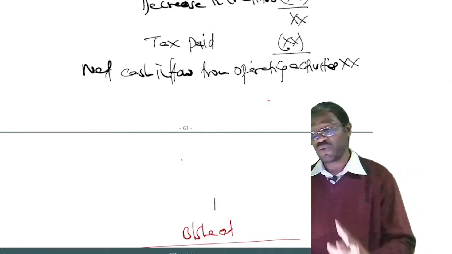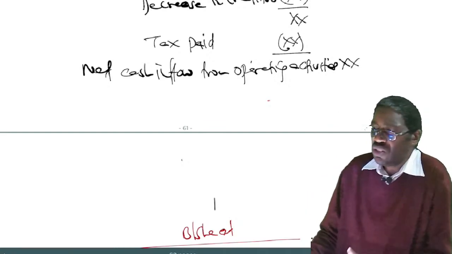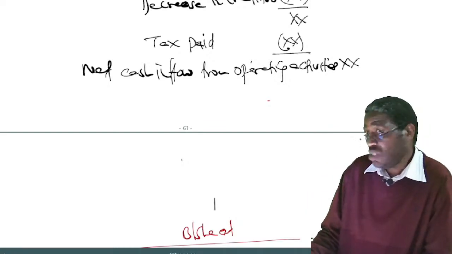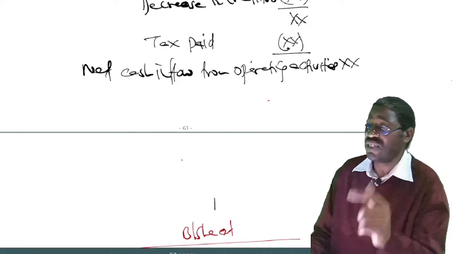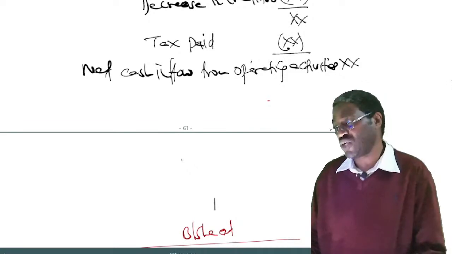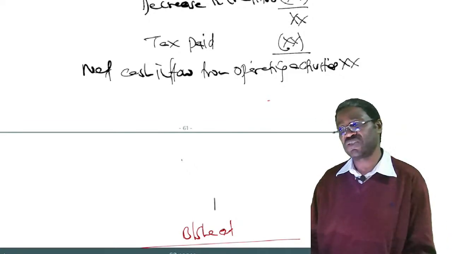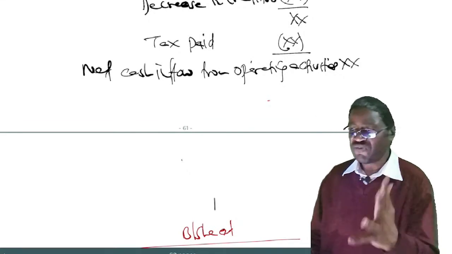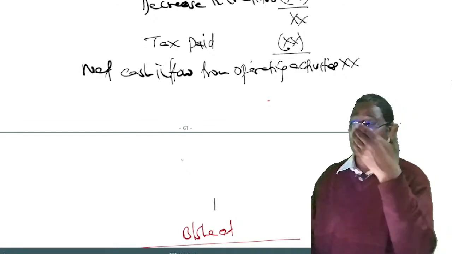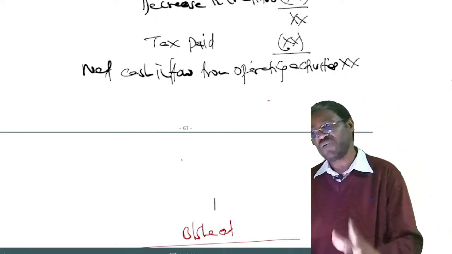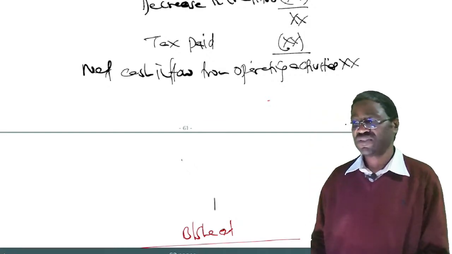So Felix, I hope you have understood that for interest paid, you can choose where you want to use it. Either as operating, that's okay. You put it together with dividend and tax paid, or you use it as part of financing. I prefer using it as part of financing, but if you are used to using it as part of the operating, no problem. You will be marked right. Good. Let's move on.